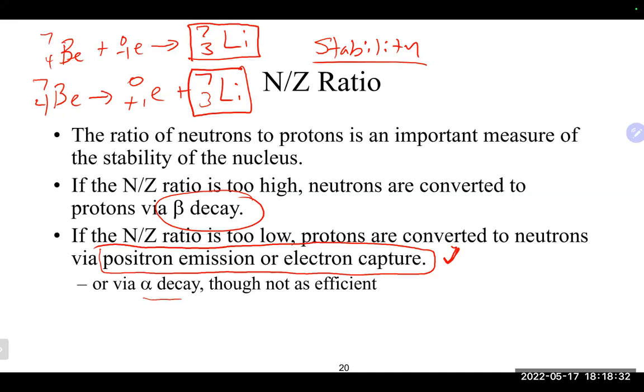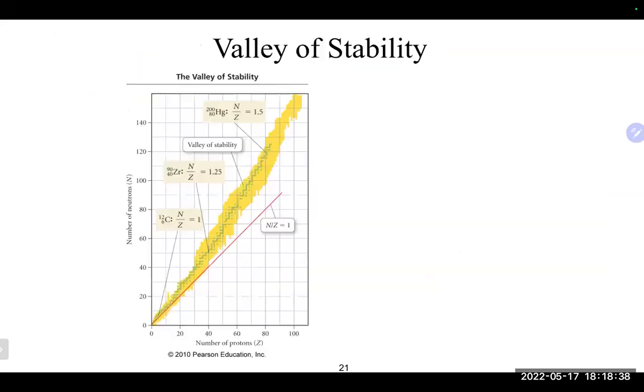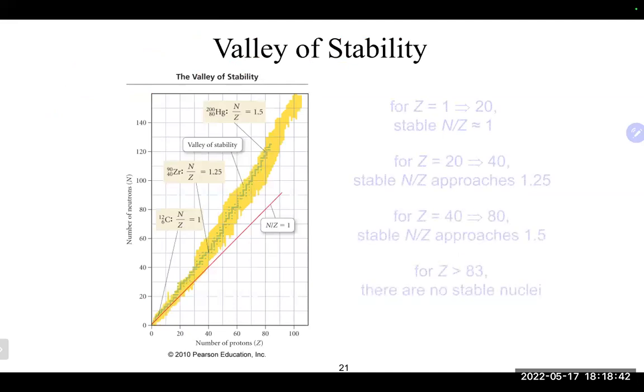All right, so how do we know if the ratio is too high or too low? Let's take a look at this graph here, which will help us understand that. This is what is sometimes referred to in some books as the valley of stability. Some books also call it the belt of stability. If you like belts better, go with the belt. And that is this yellowish guy, and that is our valley or belt of stability.